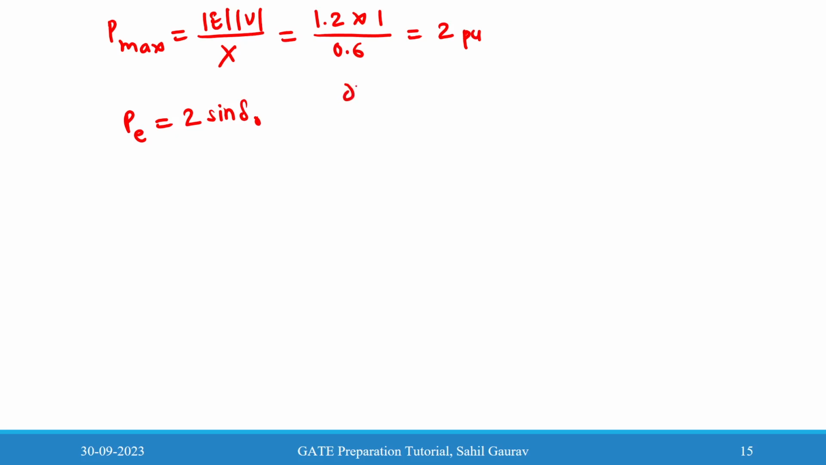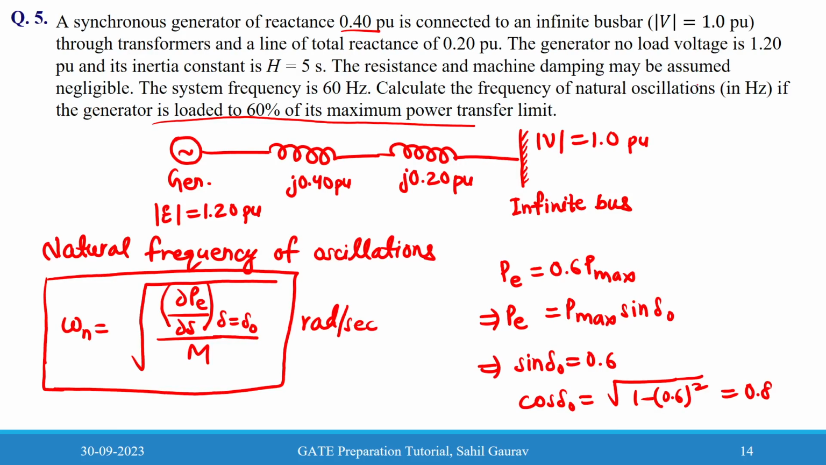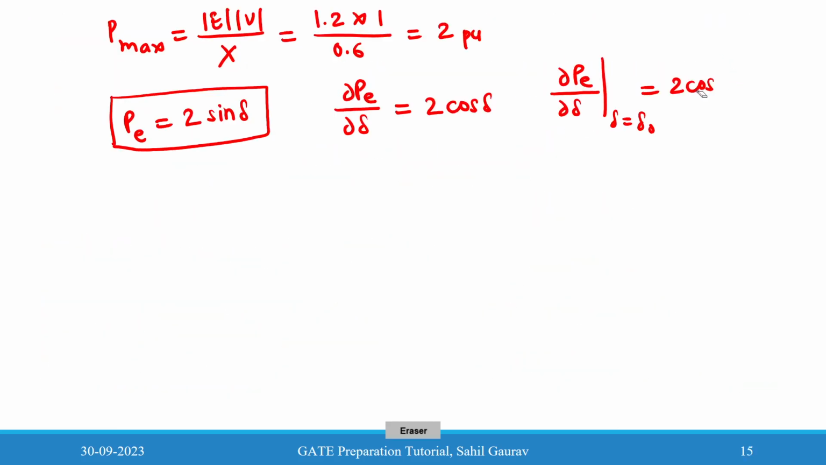So we will take the partial derivative of delta PE, the active electrical power. It will be 2 cos delta. Here delta will not come, and this del PE at delta equal to delta naught will be 2 cos delta naught. We have found out cos delta naught is 0.8. So just substituting cos delta naught as 0.8, you will get 1.6.